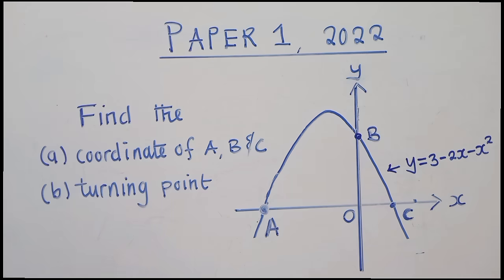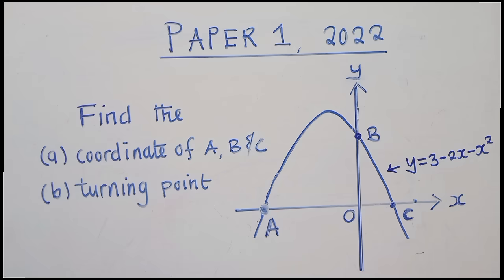This is Sichamba Jacob. All right, so we've got this question right here. They're saying find the coordinates of A, B, and C. A is right here, B is over here, and C is right here.